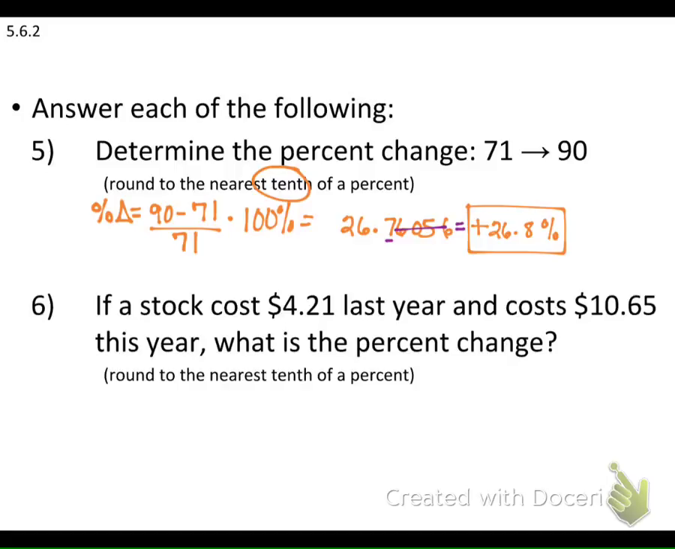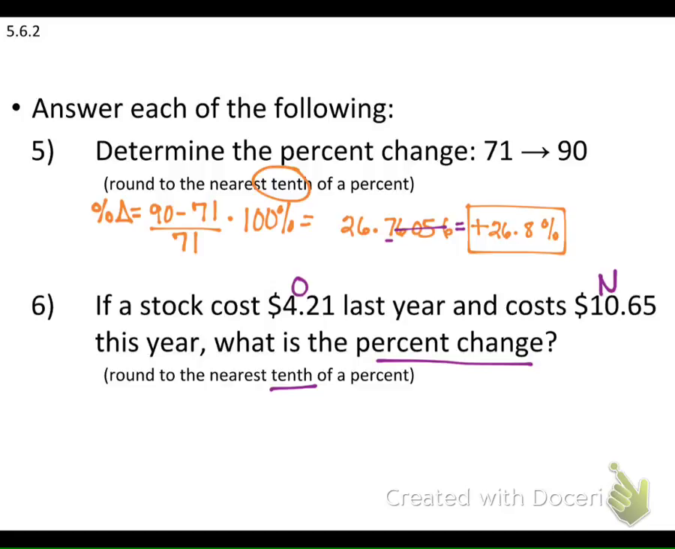Okay, number 6. If a stock costs $4.21 last year and costs $10.65 this year, what is the percent change? So we know we're still finding the percent change. We're going to round it to the nearest tenth of a percent. But before we can get started, we have to identify what my new number is and what my old number is. So what's my old number? $4.21. My new number is $10.65.